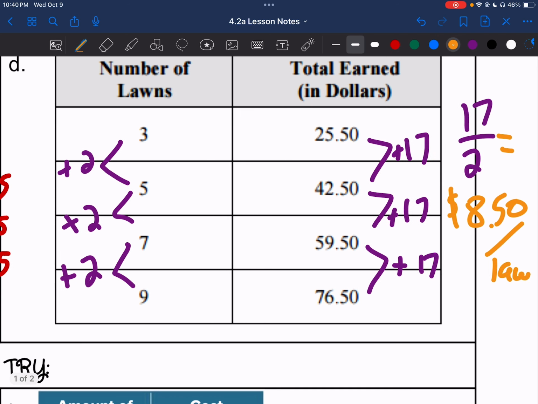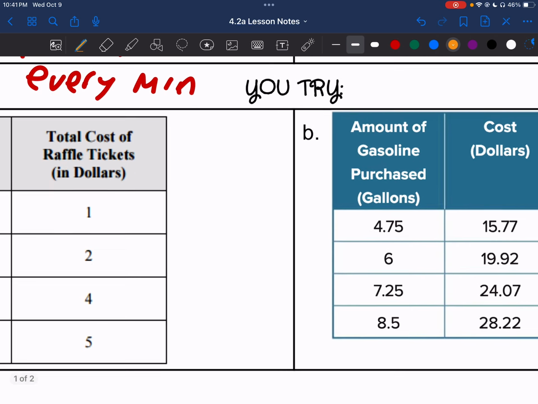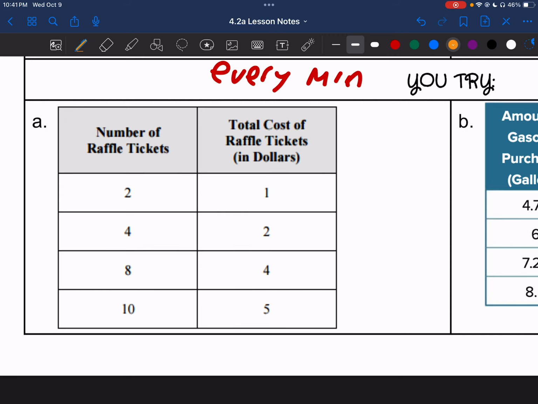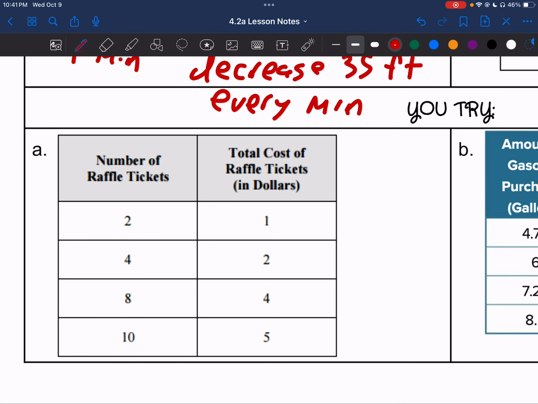All right. Now, from the time that I wrote this problem in somewhere around 2014, 2015 to now, inflation has happened, and $8.50 a lawn is certainly not an amount I would work for to work on cutting lawns. Back in the day, that was the minimum wage in the state of Illinois, and today, not so much. All right. So now let's take a look at letter A.